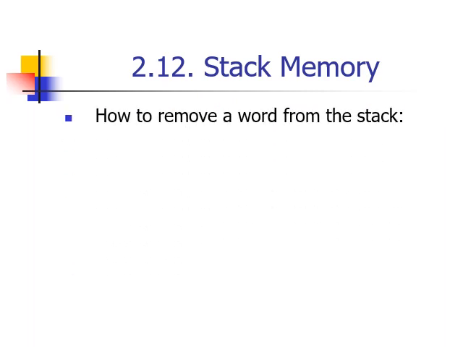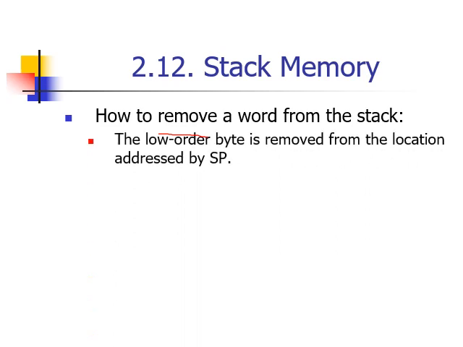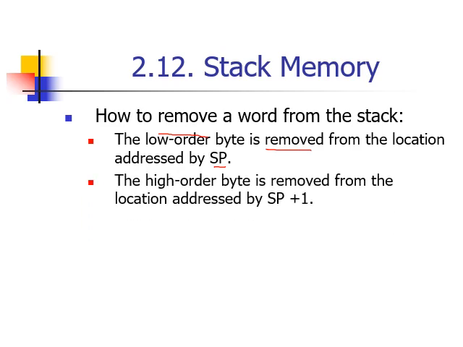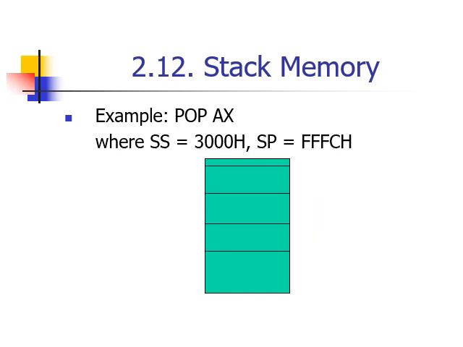How do we remove a word from the stack? The lower order byte to which SP now points is retrieved first, removed first. Then for the higher order byte you have to move SP-1 place up to get it. Then your SP is moved up two memory locations.